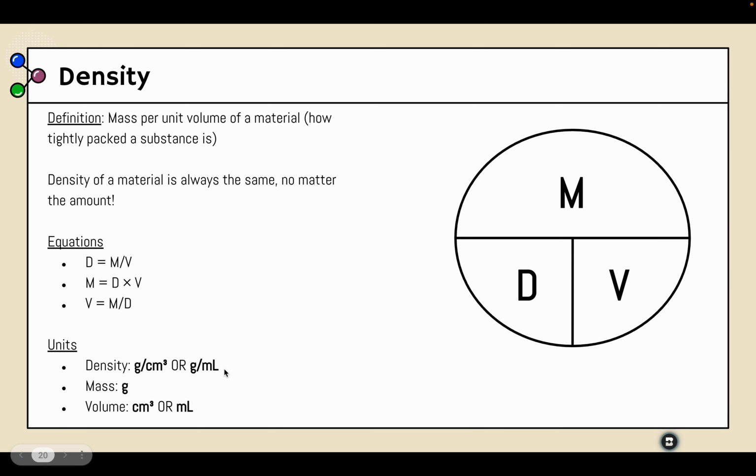Take a look at your units down here. We know that mass is always going to be in grams. And volume could be either centimeters cubed or milliliters. Well, we know that volumes of solids are going to be in centimeters cubed. Volume in milliliters is going to be for liquids. So density can be for solids or for liquids. That's super important to bring up before we head to our next slide. Density can be in either solid form or liquid form, and we know based on the volume.